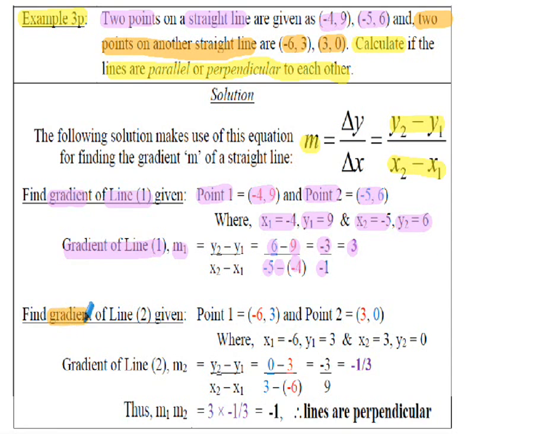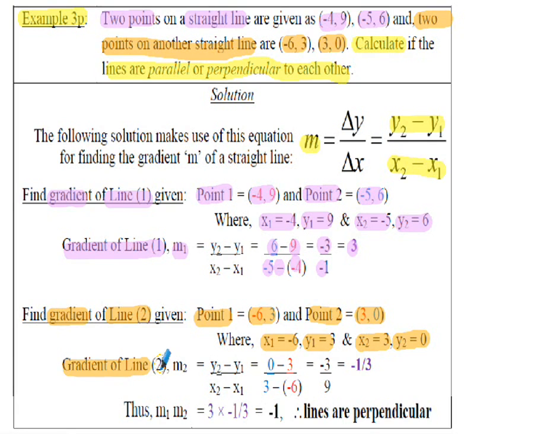Now looking for the gradient of line 2, point 1 for line 2, coordinate is negative 6, 3, and for point 2, the coordinate is 3, 0. Again, reading in terms of x and y, that means x1 is equal to negative 6, y1 is equal to 3, and x2 is equal to 3, and y2 is equal to 0.